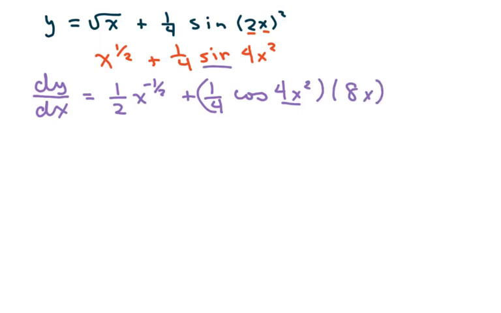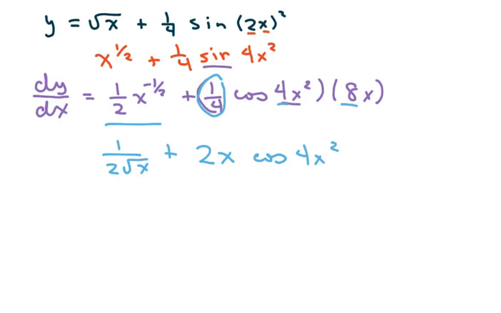Alright, this part here is just going to be 1 over 2 x to the 1/2, which is the square root of x, and I'm going to multiply all of these together, the 4 and the 8, so that's just going to be, well, I can't do the 4, so it's going to be 2x times cosine of 4x squared, or you could write this as 1 over 2 square root of x plus 2x cosine and bring it back to the way it looked up there, so that would be 2x squared. And that's all.